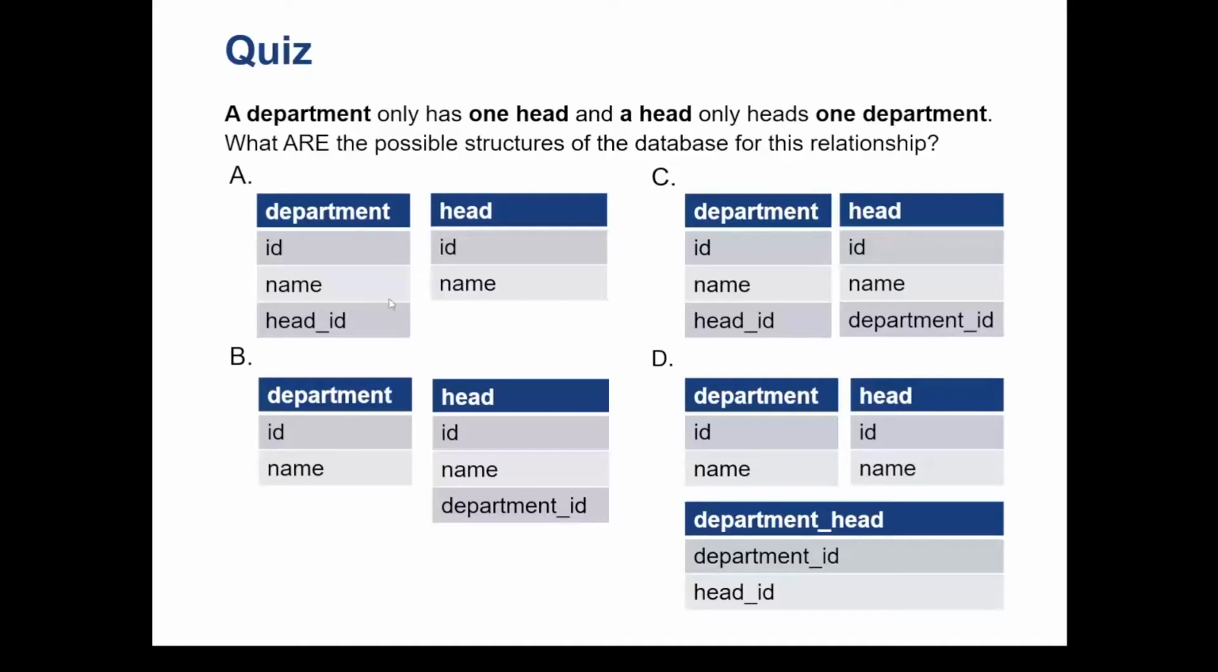We have two tables here. This is the table of department with these 3 columns. B, 2 tables here. C, 2 tables here, and D, 3 tables here. There may be one solution or multiple solutions.